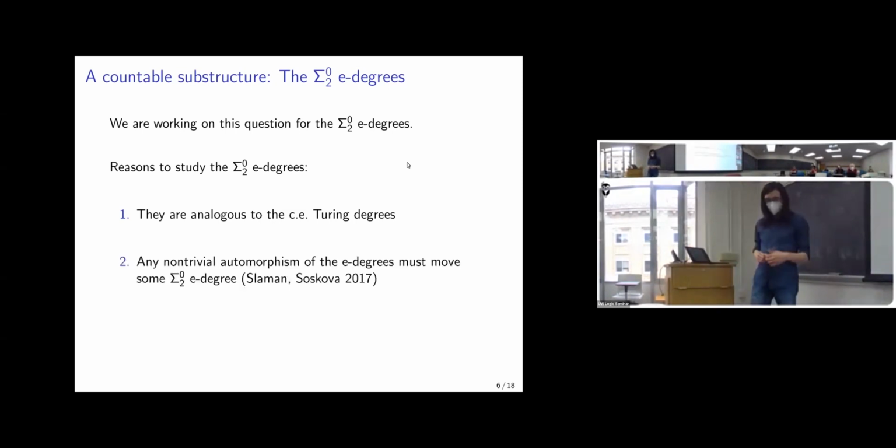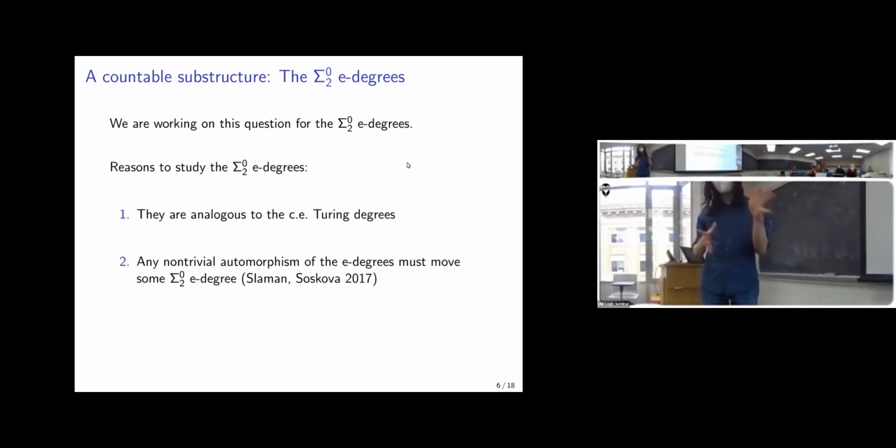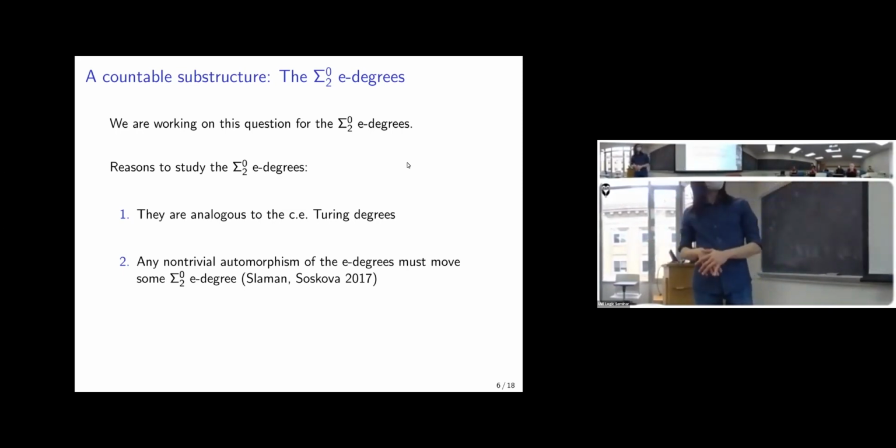Two, in some sense, the Sigma02 degrees already reflect the global structure of the E degrees, in the sense that if you have a non-trivial automorphism of the E degrees, which we don't know exists, it's an open question, but we know that if one exists, then it must also move some Sigma02 E degree. So whatever's happening in the global structure is in some sense reflected in this local structure. That's a result of Slaman and Soskova.